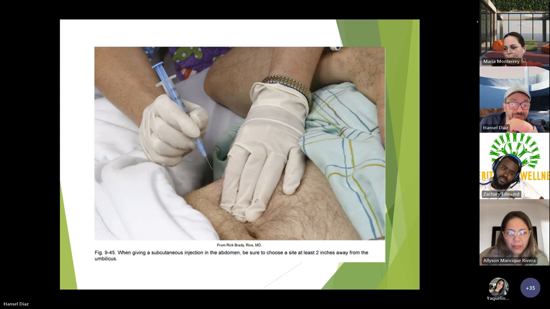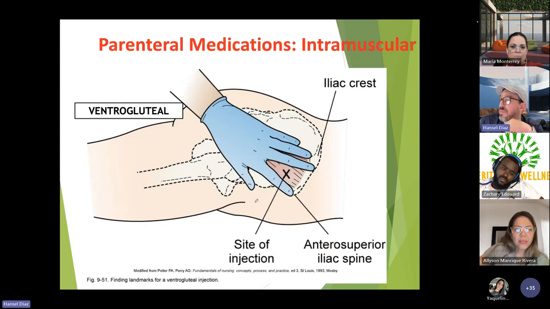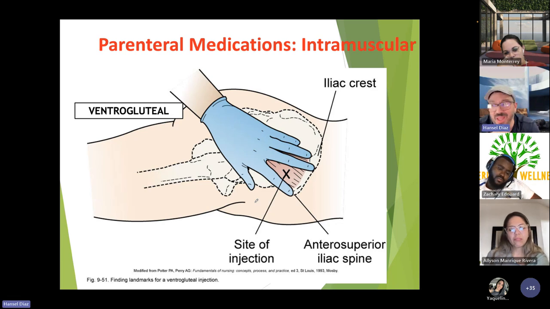That's an example. Ventrogluteal: you divide the buttocks and you go outside, or you find the iliac crest, the anterior superior iliac spine, you put your hand in there and you inject. If you want to be 100% sure whether it is on the right or the left, it's not that difficult to find the iliac crest and anterior superior iliac spine. And right there, it's going to be the same as dividing that in four and going out.